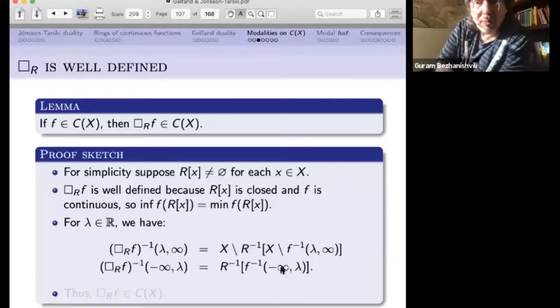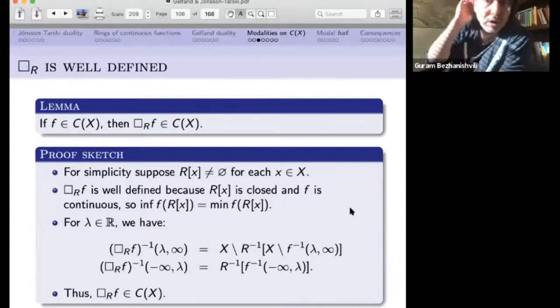And down here in the last condition, F inverse of minus infinity lambda is open. So F inverse of open is open. And right here, I'm using that R inverse of an open set is open. So I'm using all three conditions here to conclude that box R is indeed well defined.